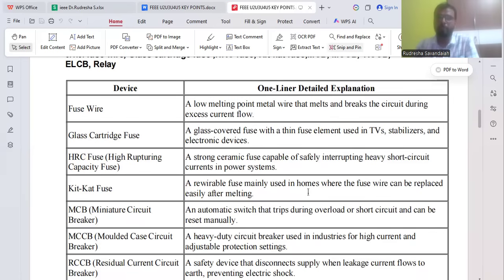MCB, miniature circuit breaker. The MCB is there outside the meter. An automatic switch that trips during overload and short circuit and can be reset manually. This is the miniature circuit breaker. MCCB means molded case circuit breaker, a heavy duty circuit breaker used in industries with high current and adjustable protective settings.